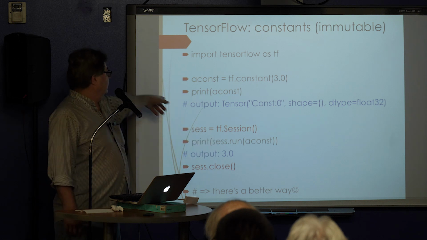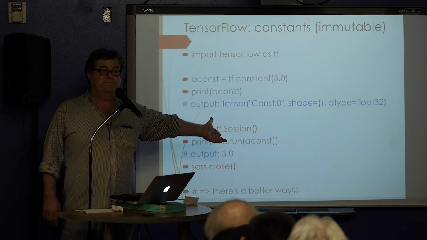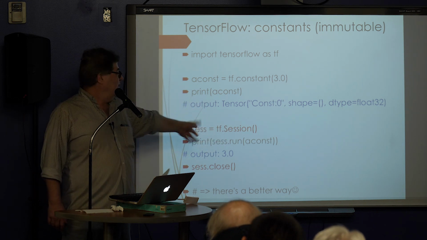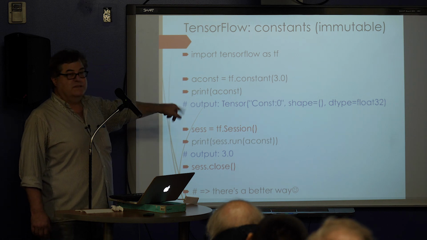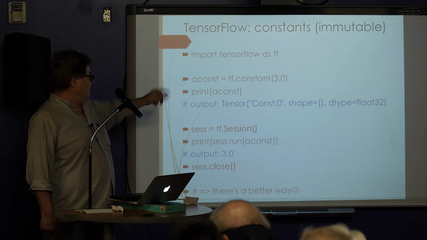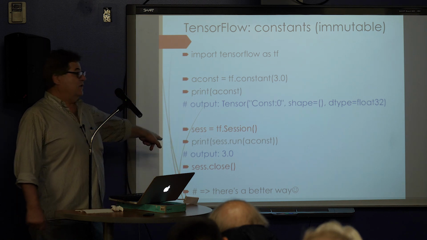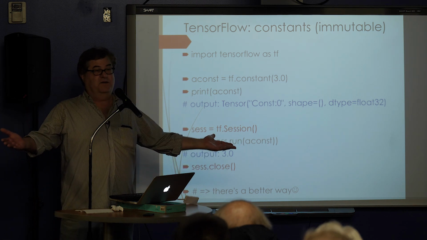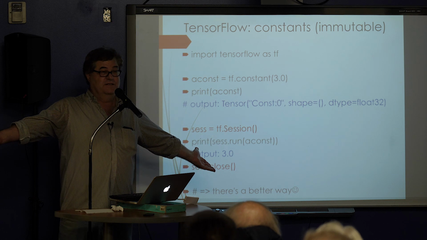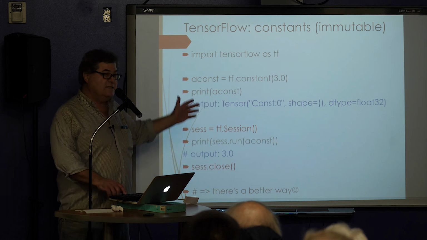tf.constant(3.0). We print it. We get metadata. We don't get the value. Here's the part where I said ses = tf.Session(), print ses.run of the constant, then we get the value. And then you have to close the session. Are you falling in love with this stuff? No. I'll make it a little simpler.